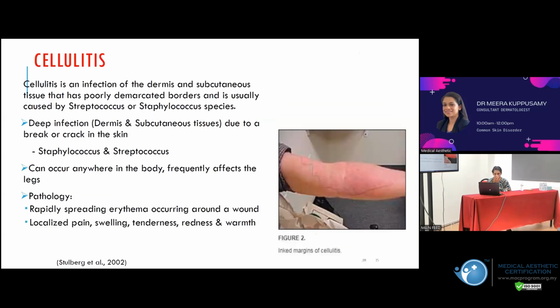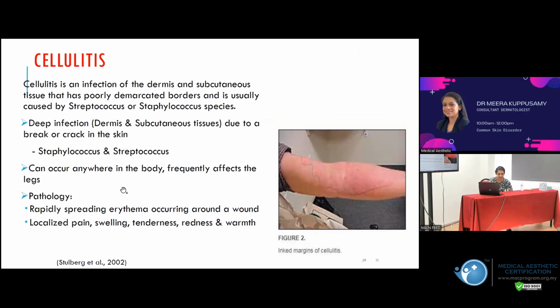Okay, cellulitis, commonly we see this. It is infection of the dermis and it can go up to subcutaneous. It has poorly demarcated borders and it's caused by strep or staph. Actually, it can be caused by anything like Pseudomonas or any type of bacteria.